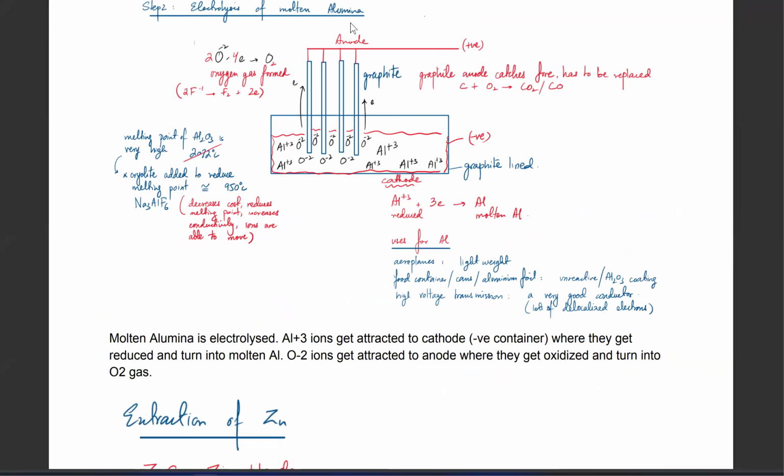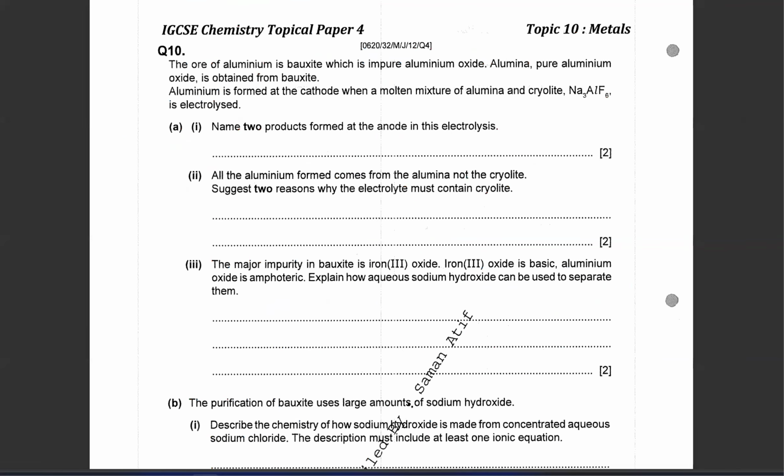The aluminum ions and oxide ions you put in the anode, and the container is the cathode. Okay, what is produced at the anode? The positive electrode. So the negative oxide ions are going to go over there and turn into oxygen gas. And the graphite anode will start burning with oxygen gas, so they'll form carbon dioxide and carbon monoxide as well. So name two products formed at the anode. Oxygen will definitely form, but the carbon anodes will burn and produce carbon dioxide and carbon monoxide as well. Is that clear?